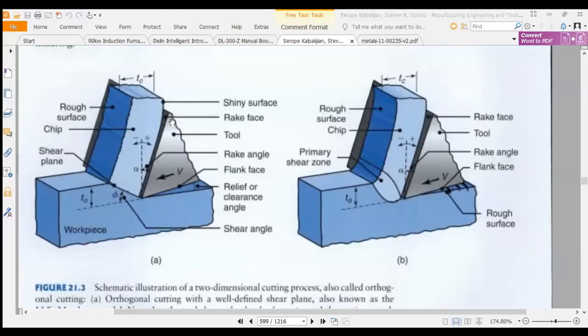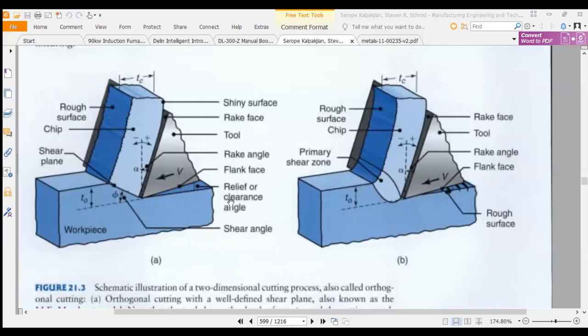So, rake face. This is the rake face of the tool. The rake face is inclined at a rake angle. The function of the rake face is to direct the chip and guide the chip to follow the path for removal. When the chip is removed from the workpiece, the rake face directs the chip to be disposed of.